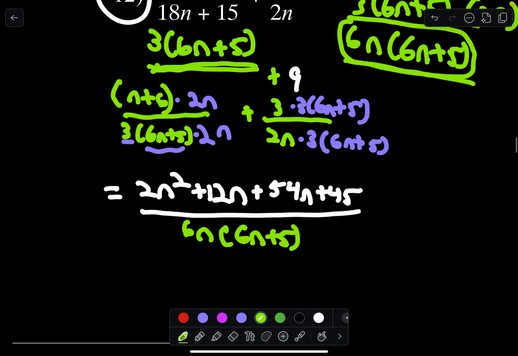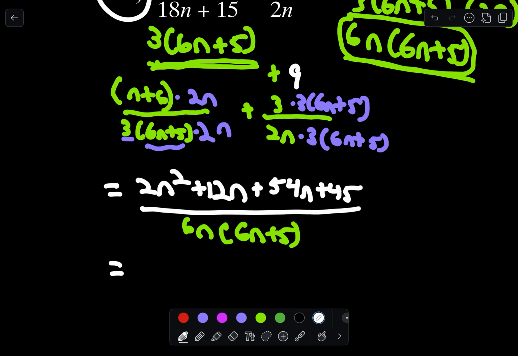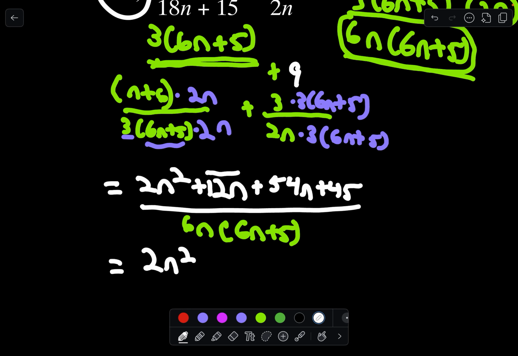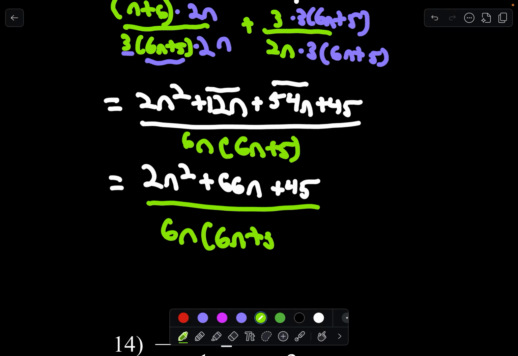I'm not bothering multiplying that together. Combining like terms, on top we have 2n squared, 12n plus 54n is 66n, plus 45, all over 6n times 6n plus 5.